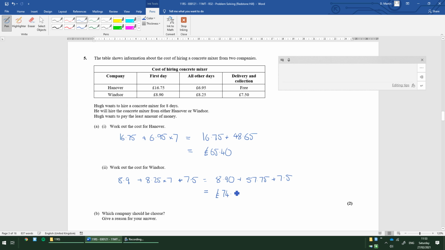So we can see then the company you should choose is going to be Hanover, because it is cheaper. The reason is given in our working out above. We have to show that working out to make sure that we prove and support our answer there.